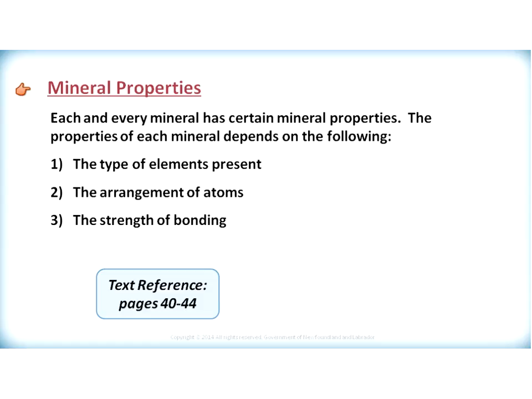When we look at mineral properties, each and every mineral has certain properties. The properties of each mineral depend upon, number 1, the type of elements present, number 2, the arrangement of the atoms, and number 3, the strength of bonding. Text references for mineral properties can be found on pages 40 to 44 in the textbook.